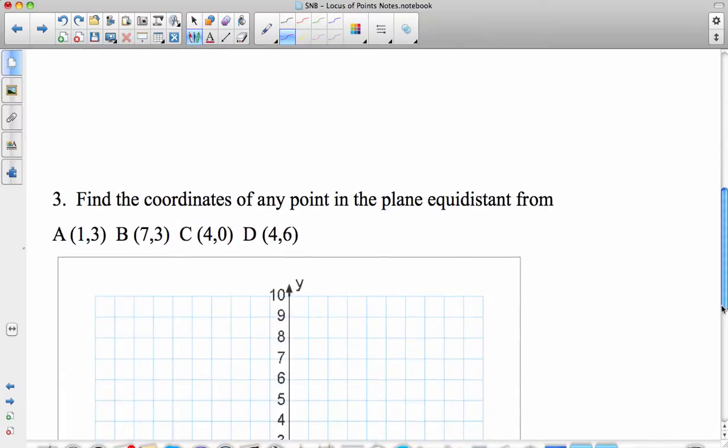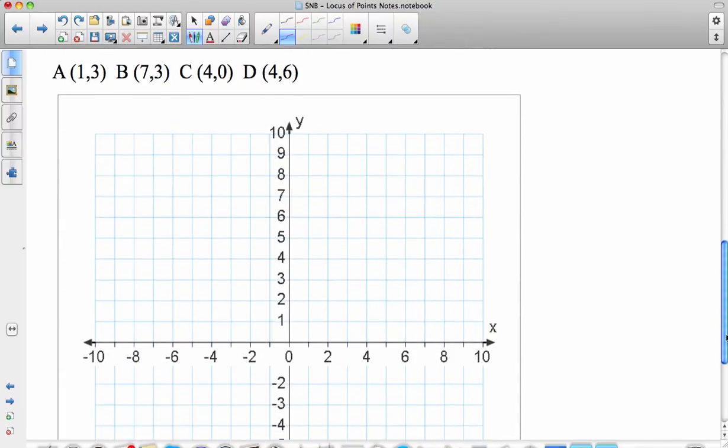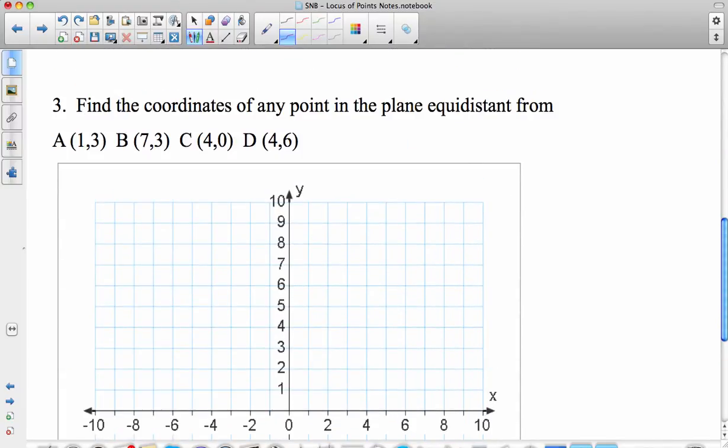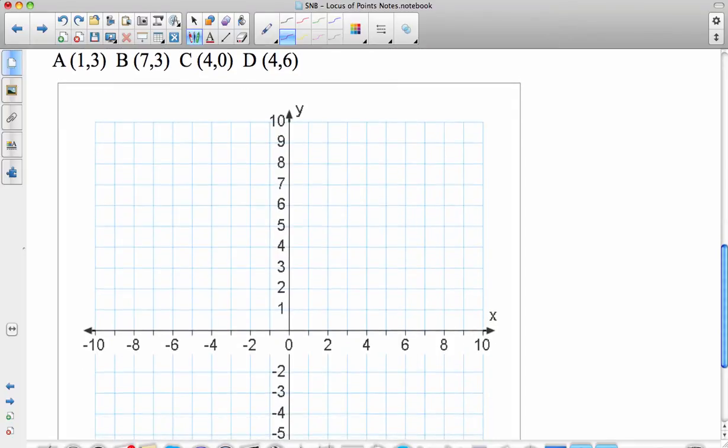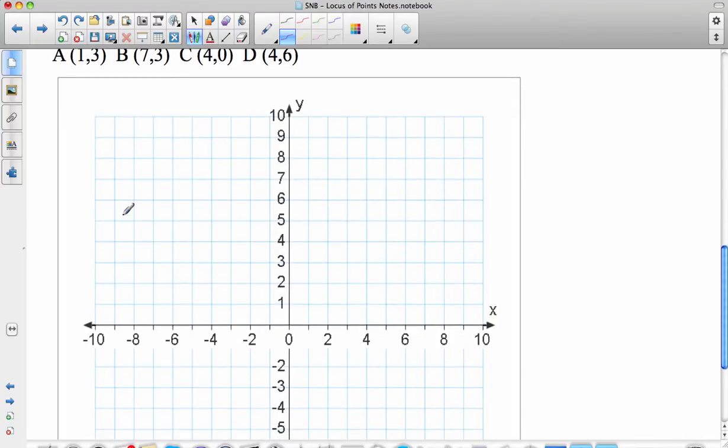We have one more example. We have example number 3, which says find the coordinates of any point in the plane equidistant from points (1, 3), (7, 3), (4, 0), and (4, 6). So we've got some plotting to do here to get started first. So let's plot our points. First we're going to have (1, 3). That's point A. Point B is (7, 3).